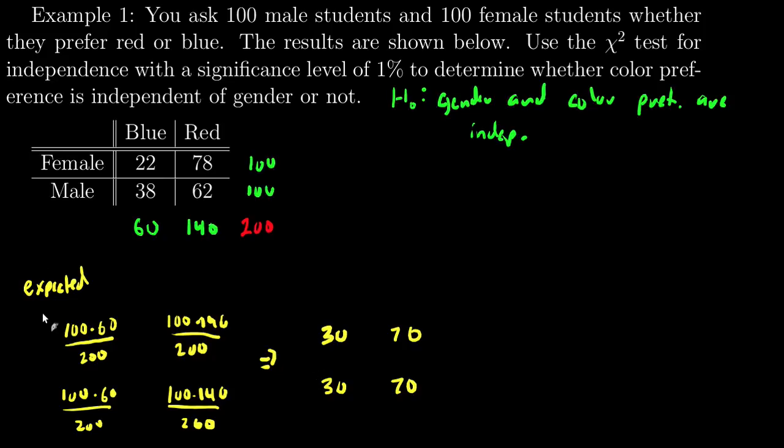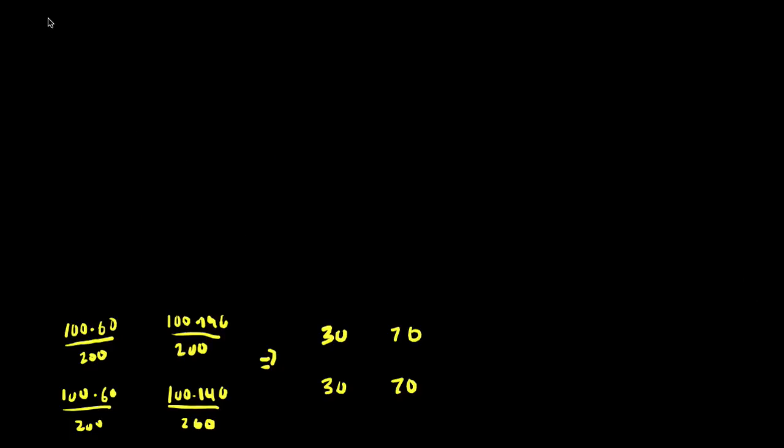Now I need to go through and actually calculate the chi-squared values. I'm going to do this in conjunction with the next slide. So for row 1, column 1, my observed was 22, my expected is 30, so I will do 22 minus 30 squared divided by 30, and calculating that out, that's going to equal 2.13 repeating.